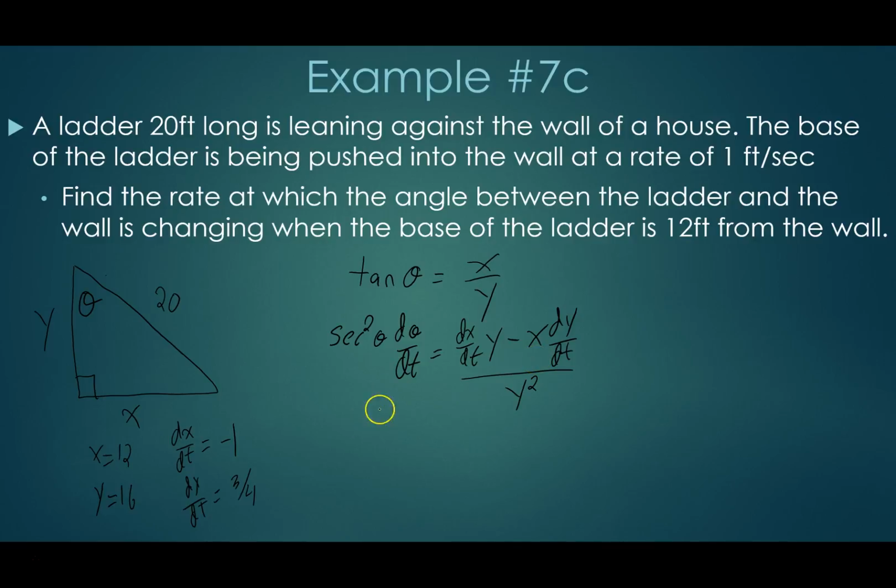So to solve for d theta dt, to achieve the change in the angle, d theta dt has to equal dx dt y minus x dy dt divided by y squared. And then we have to divide both sides by secant squared, but remember, secant squared is 1 over cosine squared. So I can really think of this as 1 over cosine squared theta times d theta dt, which means I need to multiply both sides by cosine squared.